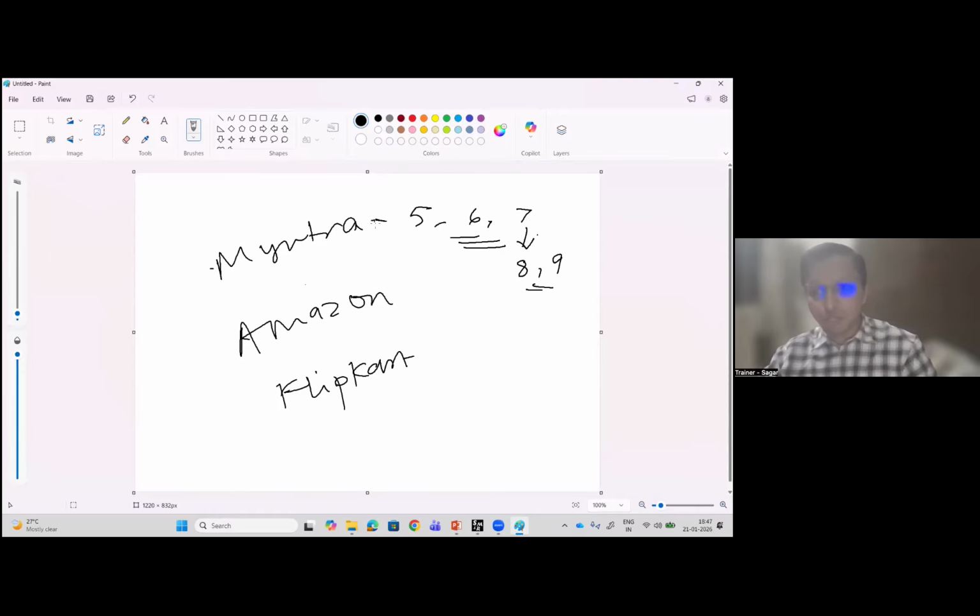This might be too big for you. Anyone who has seen that message? Yes, sir, I've seen. Perfect. The same thing you can see on Amazon, the same thing you will see on Flipkart.